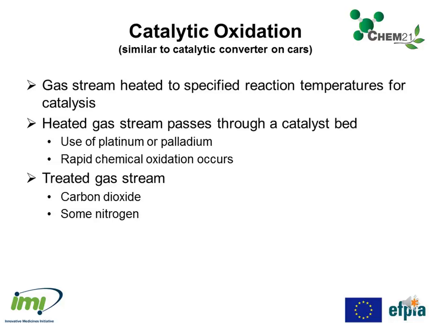So catalytic oxidation, this is another way of dealing with gaseous emissions at the end of pipe, and this is very similar to a catalytic converter used on cars. So the gas stream is heated, it's passed through a catalyst bed, usually platinum or palladium. A rapid chemical reaction occurs, and the treated gas stream is mainly carbon dioxide with some nitrogenous materials in there.